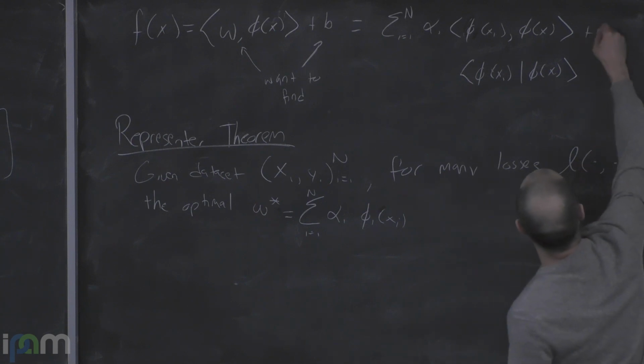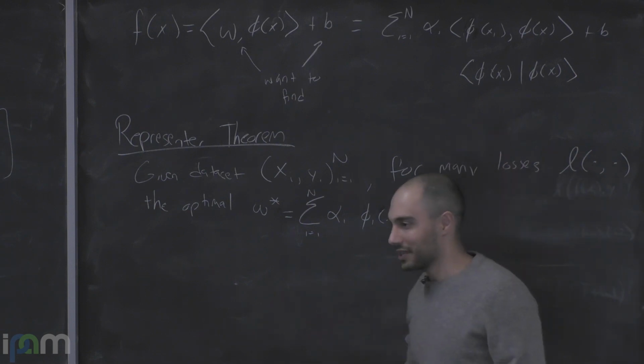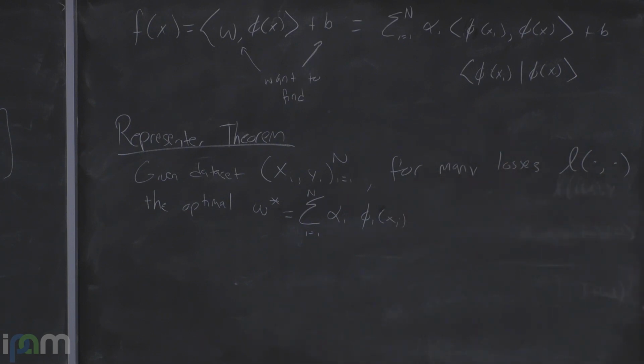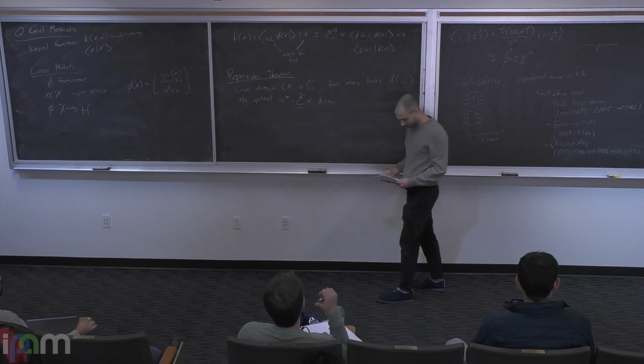Oh, and then the b is just a constant. You can figure that out through learning. Yeah, sorry, I didn't add that. But yeah, this is another number you've got to figure out.